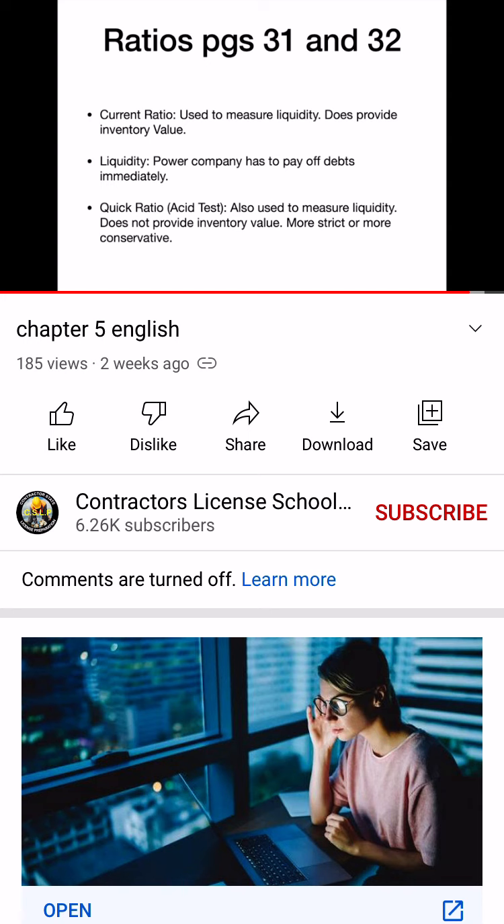So what is current ratio? The current ratio is used to measure liquidity, and it does provide your inventory value. What is liquidity? The power your company has to pay off debts immediately.